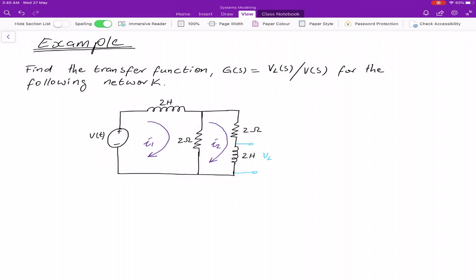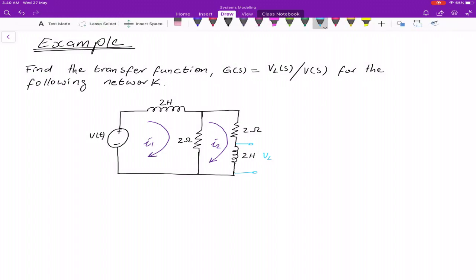I could have said probably VL2 because we have two inductors there, because note, you're going to have a VL here as well. So let's say VL2, VL1 here. Let me just say VL2 just to avoid the confusion.